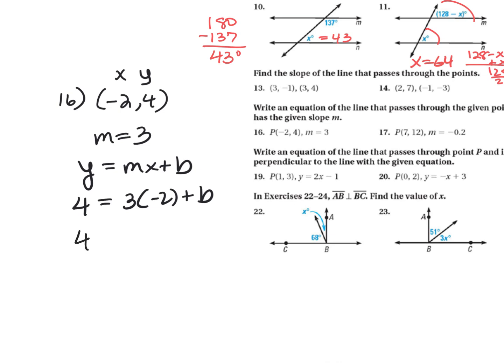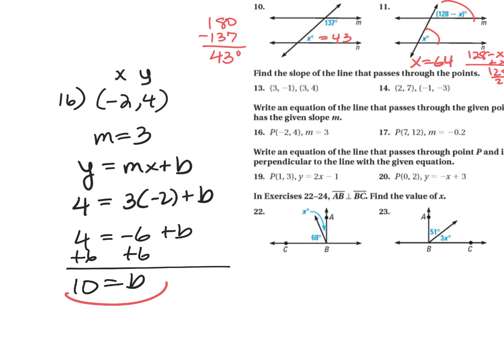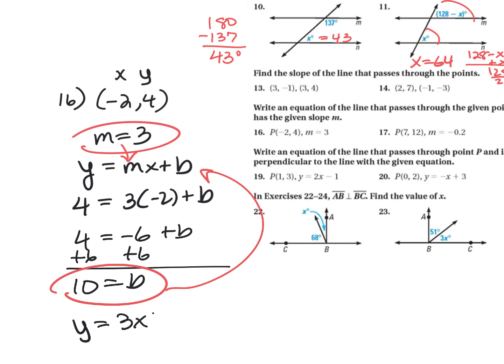So then I get 4 equals negative 6 plus b. Add the 6. 10 equals b. And now I put the b back and the m back, both of them into this equation. So the final answer for 16 is going to be y equals 3x plus 10.